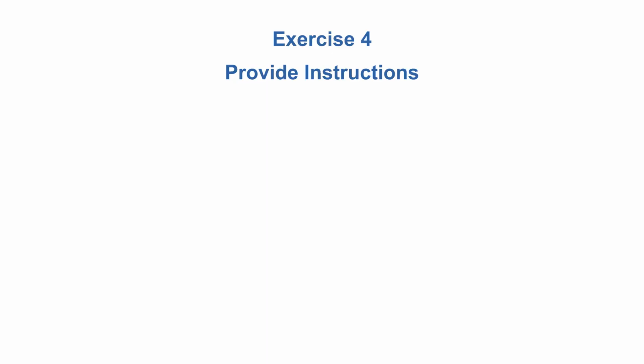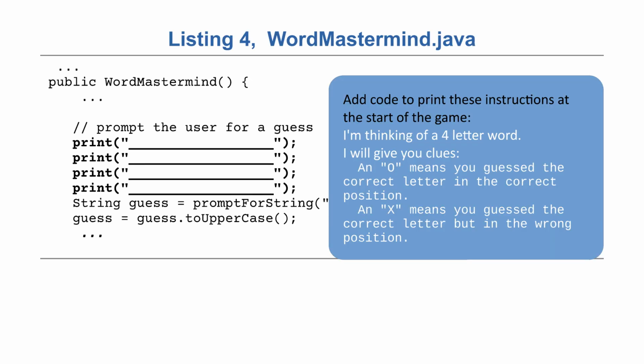This program would also be easier to use if you first give the user instructions for how to play. Exercise 4. Provide instructions. Add code to print these instructions at the start of the game. I'm thinking of a 4-letter word. I will give you clues. An O means you guessed the correct letter in the correct position. An X means you guessed the correct letter, but in the wrong position. Hint: Use the escape character for quotes within strings. Run it. What happened? You should see your 4 new lines of instructions plus the original instruction to guess my word printed at the start of the game.